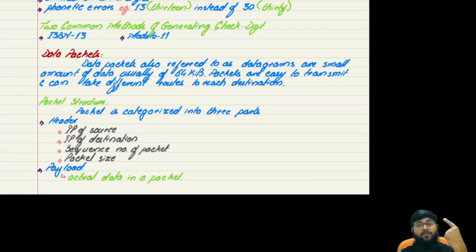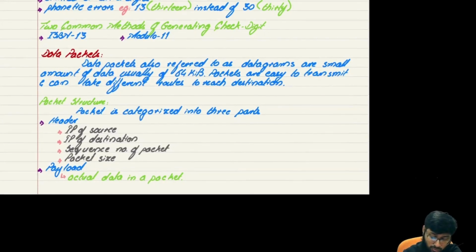Number one is the IP of the source, from where the data is going to be transmitted. Then the IP of the destination, where the data is going to be transmitted, from which location to which location. So IP of the source, IP of the destination. Then we have the sequence number of the packet. What do we mean by the sequence number of the packet?